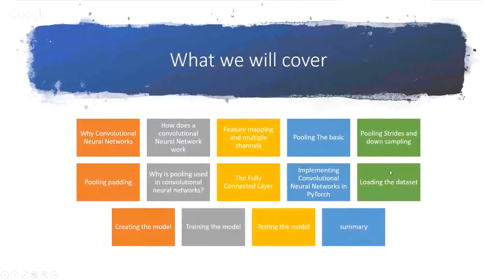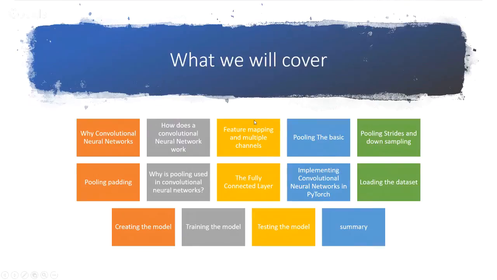First, this week I'll cover why convolutional neural networks, and how a convolutional neural network works. I'll go through feature mapping, pooling, pooling strides and downsampling, pooling padding, and why pooling is used in convolutional networks, then move on to the fully connected layers. Once I've gone through the basics, I'll implement a convolutional neural network in PyTorch, going through loading the data set, creating the model, training the model, and testing the model. And then I'll have a bit of a summary.